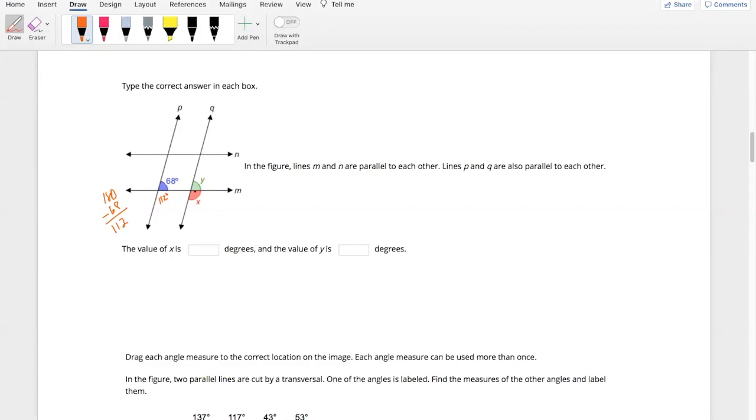Right, and then these are corresponding. They're just over here, but they're in that same location. So y corresponds with 68, x corresponds with 112.